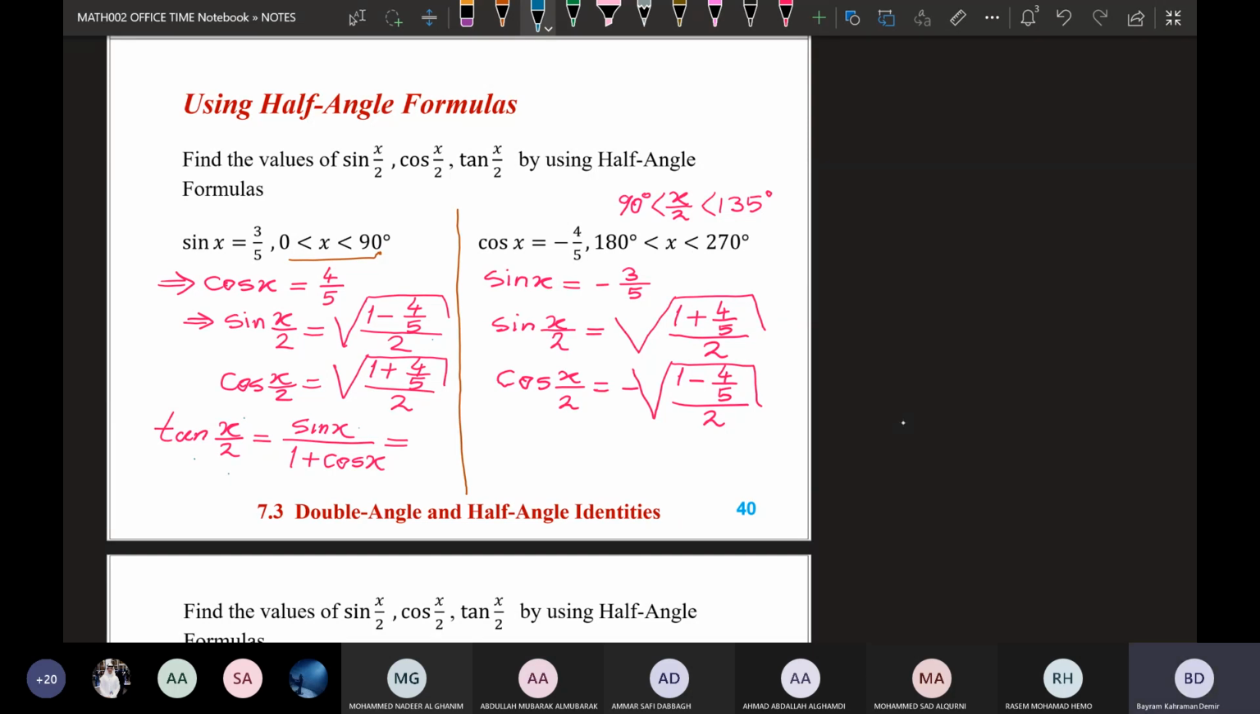So sine x is negative and sine of x over 2 is positive, but cosine of x over 2 is negative, Shabab. This is the only difference in the second question.